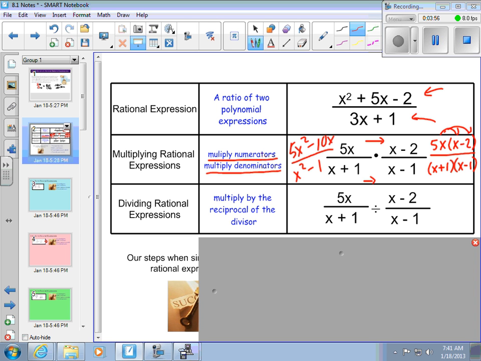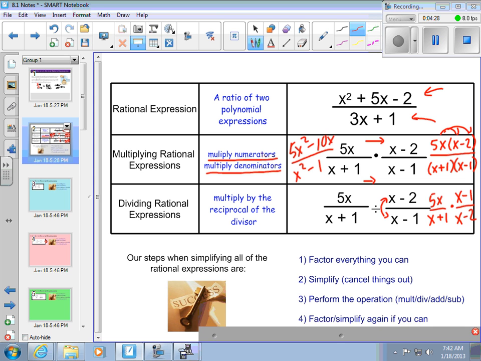So in this next example, it's the same one we just did, except it's dividing. Instead of dividing, what we're going to say is this one is 5x over x plus 1 times, now we take the reciprocal of the second one. Reciprocal basically means flip the fraction around, so x minus 1 appears on top and x minus 2 appears on bottom. And then we'd go through and do the multiplying similar to how we did on the last one to simplify it.